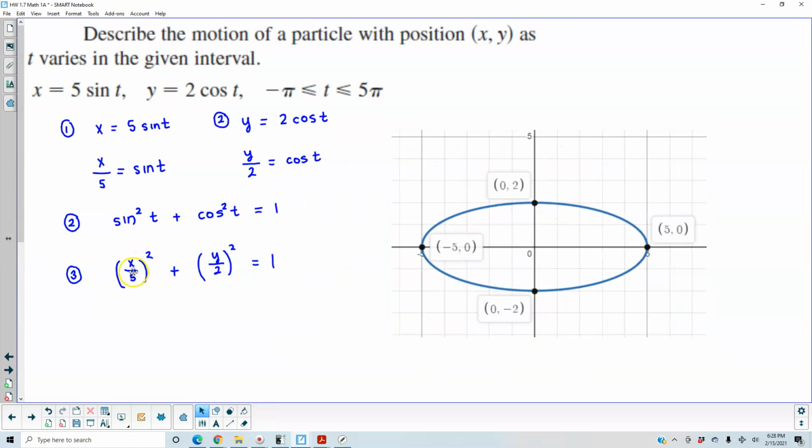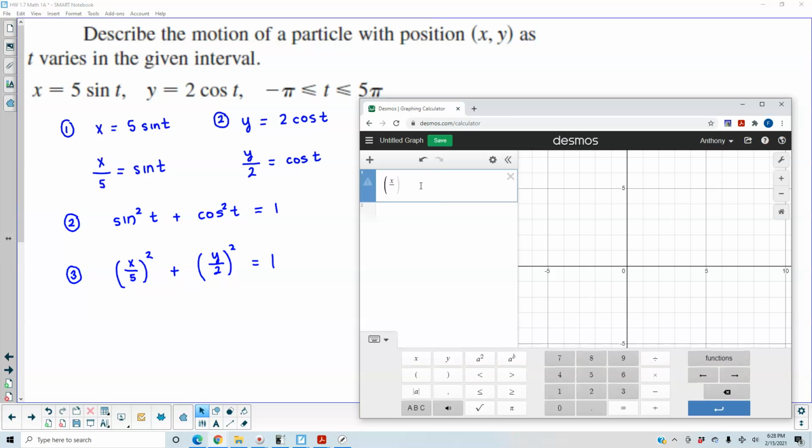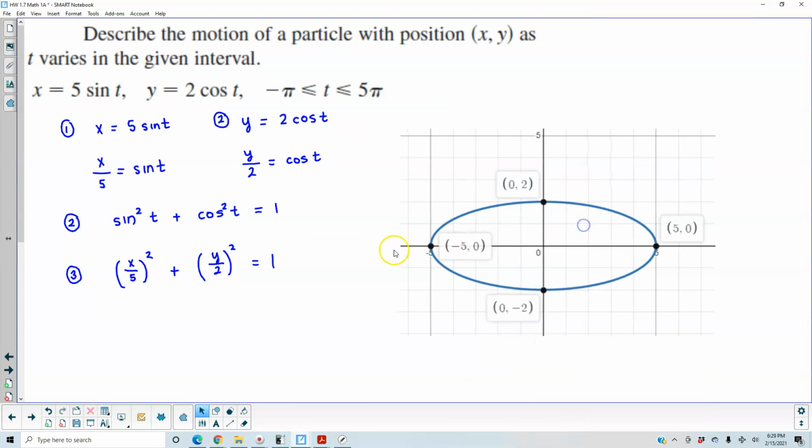We have the value under x, which is 5, negative 5, and then we have 0, 2, and 0, negative 2. You can also put this equation into Desmos and graph that. So x divided by 5, and we're going to square that, and then we put plus y divided by 2, and we can square that, and then we can set that equal to 1. So here we can have our ellipse if we wanted to graph that on Desmos. So here is our ellipse.